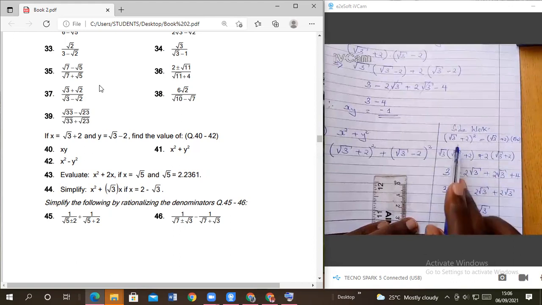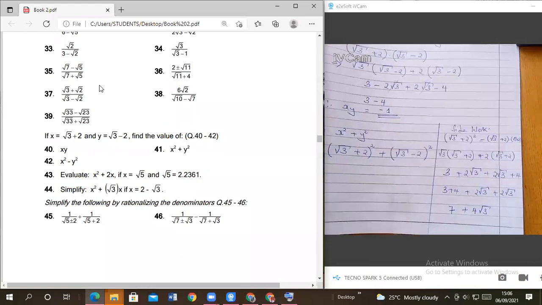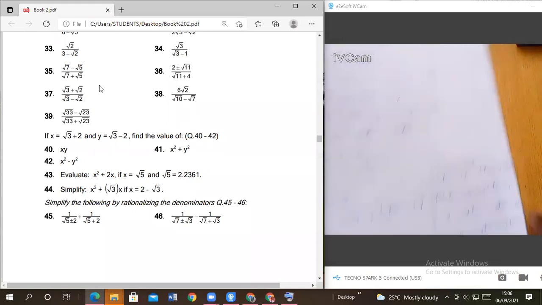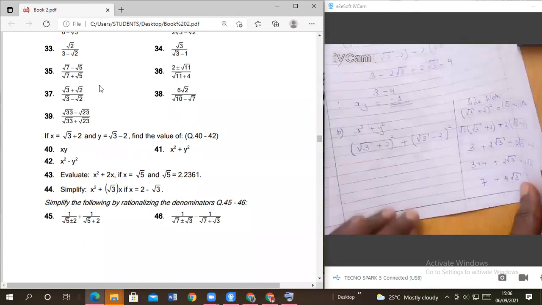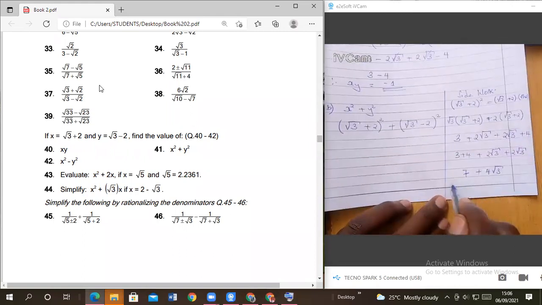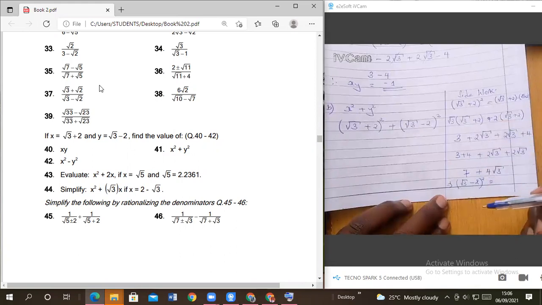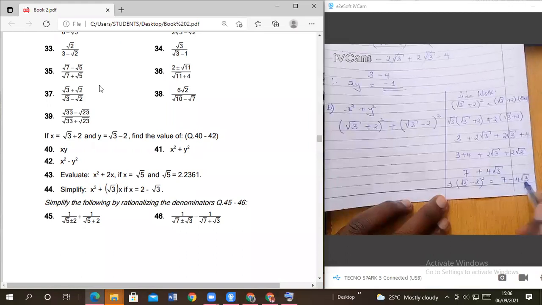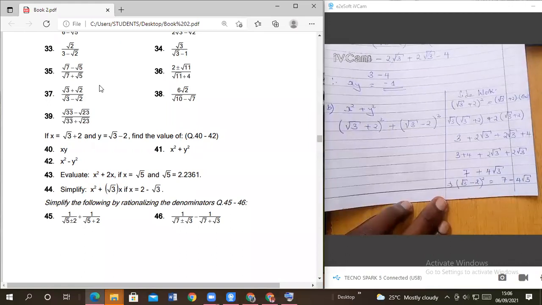Yes. That is for that. Another one. So when you look at it, it implies root of 3 minus 2 squared is going to be, remember the only difference was the sign, not so? So this is going to be 7. Now the sign here will just become minus 4 root of 3. Okay?